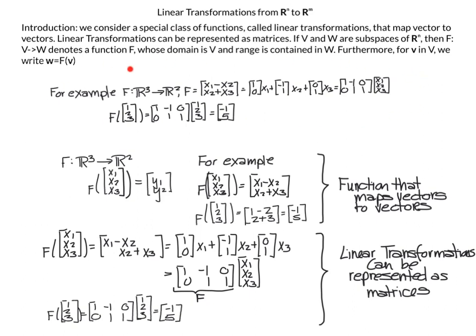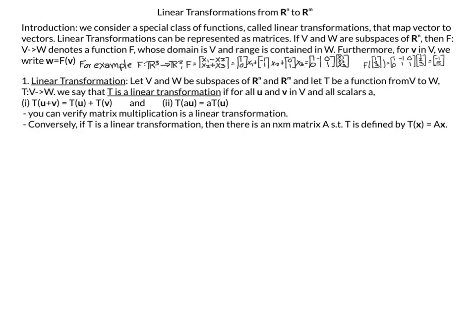So this is my first example of my overview slide. As I said, we should back up and formally define what it is to be a linear transformation now. Let V and W be subspaces of Rn and Rm, and let T be a function from V to W. Then T goes from V to W. That's our notation, like function notation.